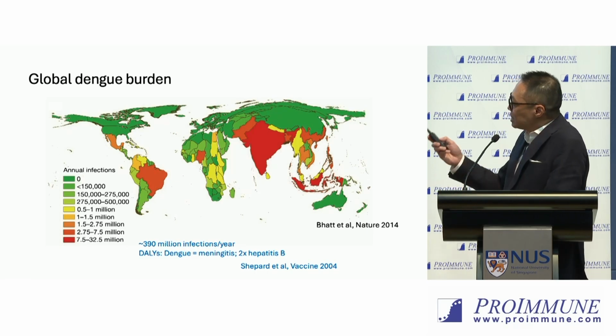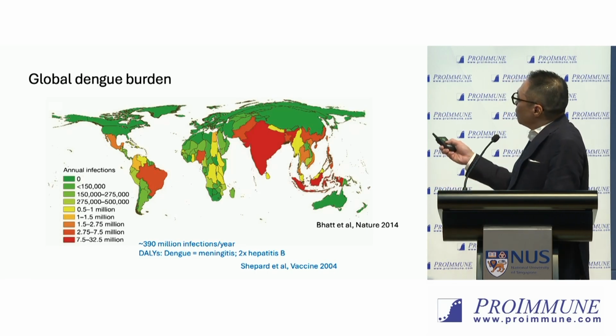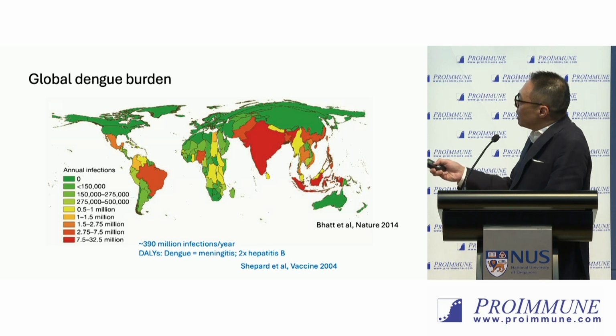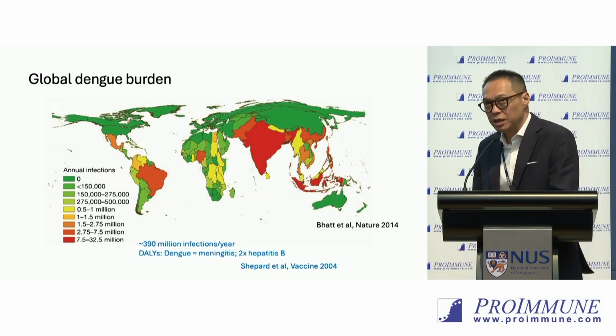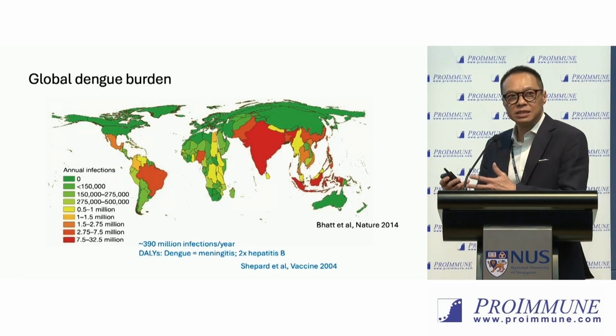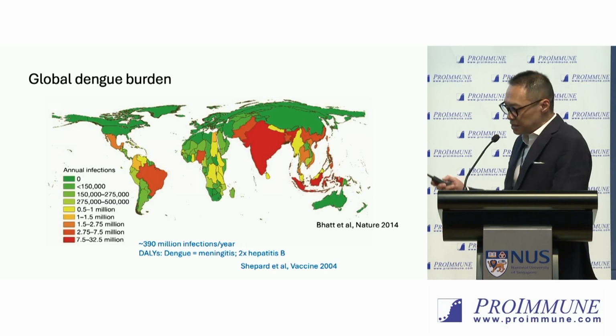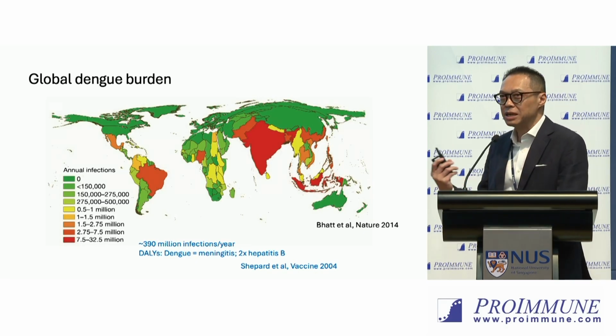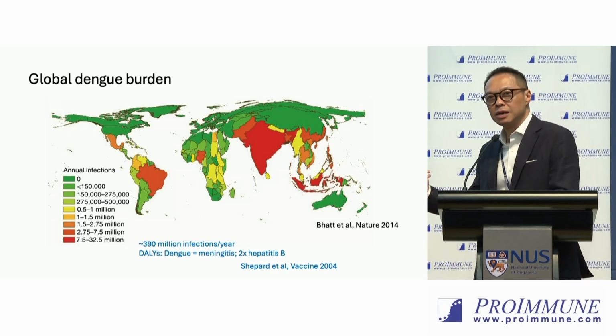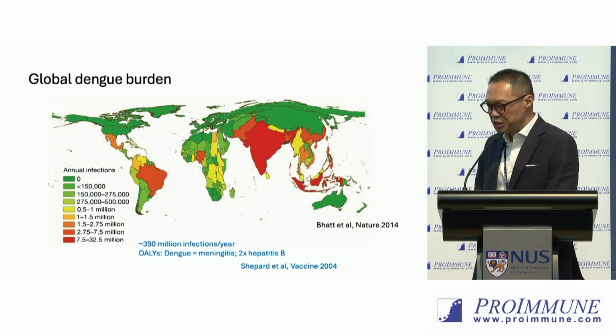So this is a distorted map to show you the burden of dengue, and you can see that in Southeast Asia, in Central and South America, and South Asia, that's where the dengue burden is, and it's estimated that there's about 100 million cases of dengue each year. Africa is a bit underrepresented, but there's a lot of emerging data now that there's probably a lot more dengue than what's appreciated in Africa.